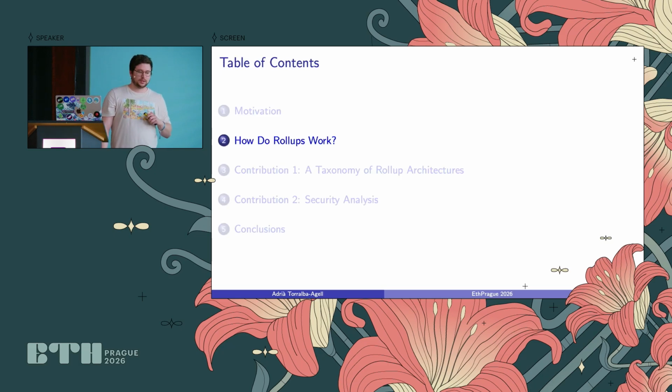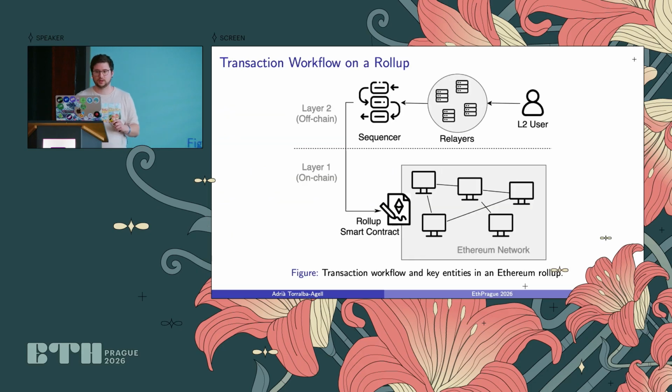But before doing that, let me briefly explain how a rollup works. This is a figure summarizing how the transaction workflow of a rollup more or less looks like. I suppose that you can see that in red. OK. So the journey begins when an L2 user wants to send an L2 transaction.